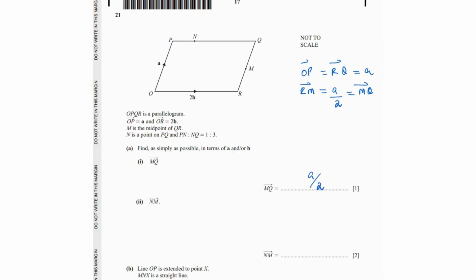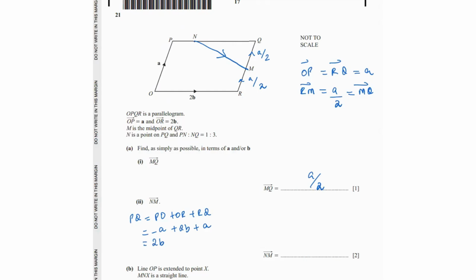Then NM, so this is A over 2. This is A over 2. You have the ratio for PN is to NQ. We can find PQ first. That's PO plus OR plus RQ. PO is going to be negative A because we're changing the direction. So when you change the direction, the sign changes. And OR is 2B. RQ is A. So that's 2B.